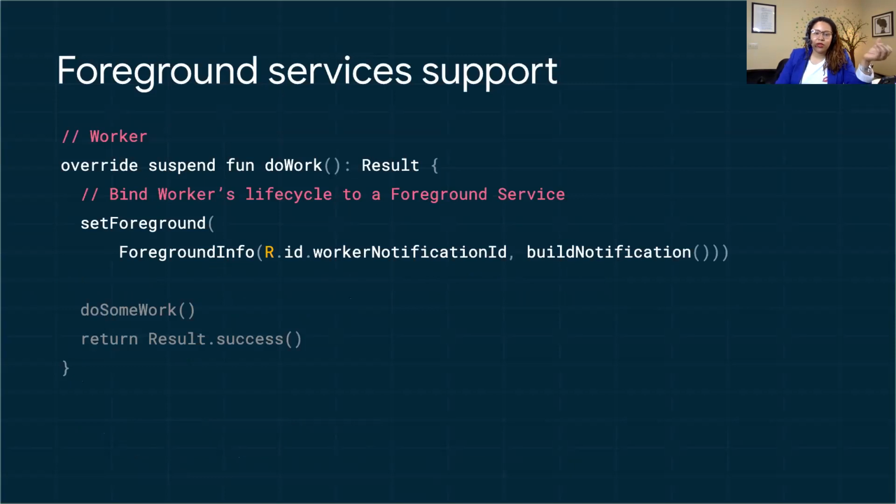There's also new support for important work. You can start these things as foreground services. Here's an example of a worker that's using the Coroutines API to do some work. And then we're just returning success, and that's it.